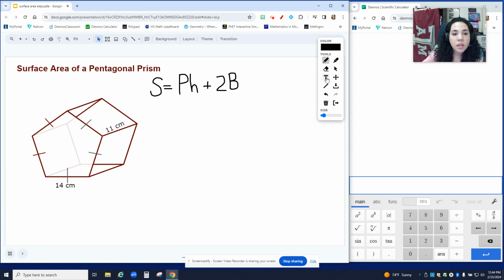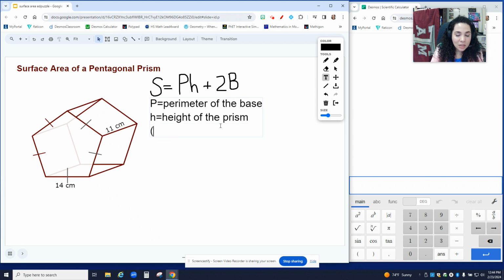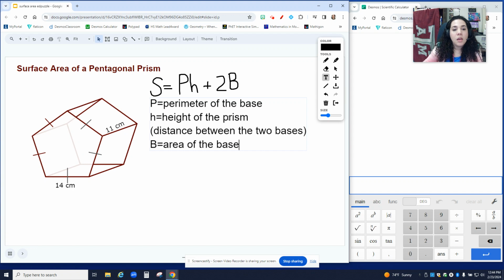And let's identify those variables here. P is the perimeter of the base. H is the height of the prism, which is the distance between the two bases. How far are they from each other? Capital B represents the area of the base. Okay?